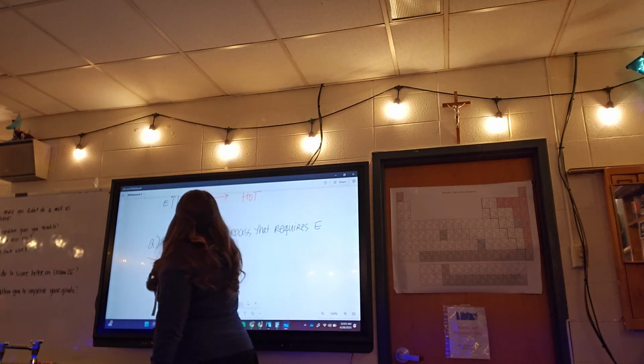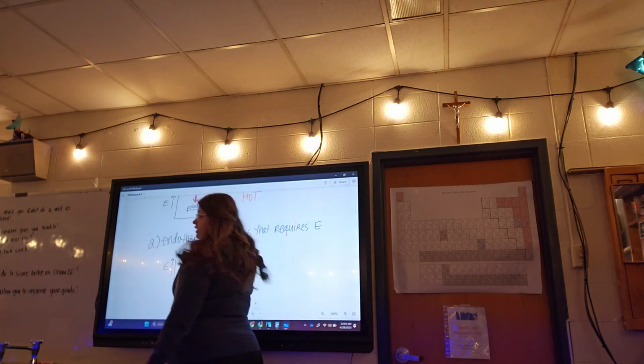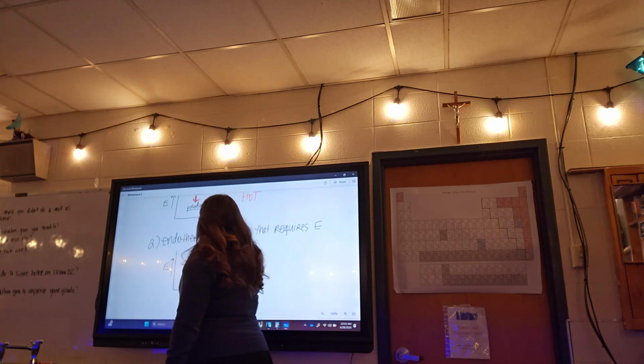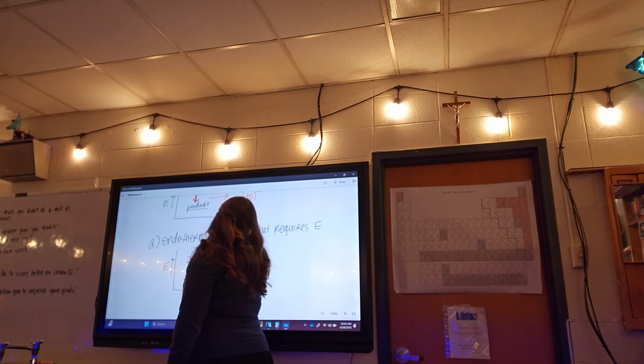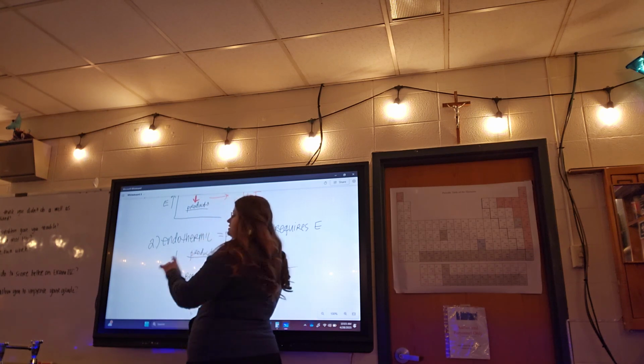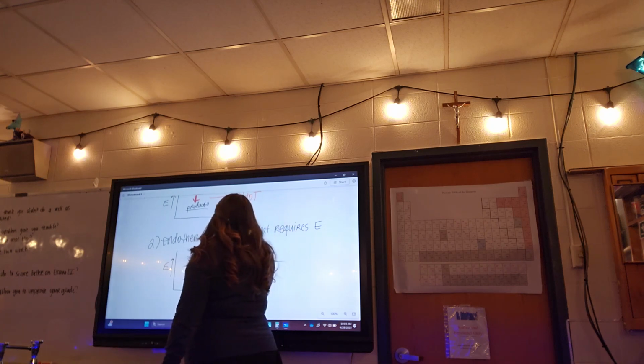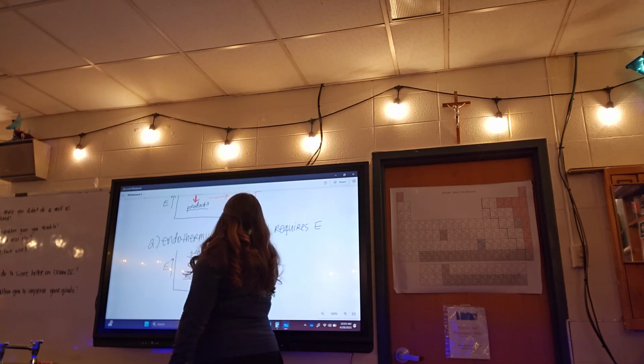Okay, so in the case of your energy diagram then, what will it look like? Your reactants will have less energy than your products because something from outside the system had to come and add energy to it. I'm just going to write it as energy added, because I don't want to confuse us.